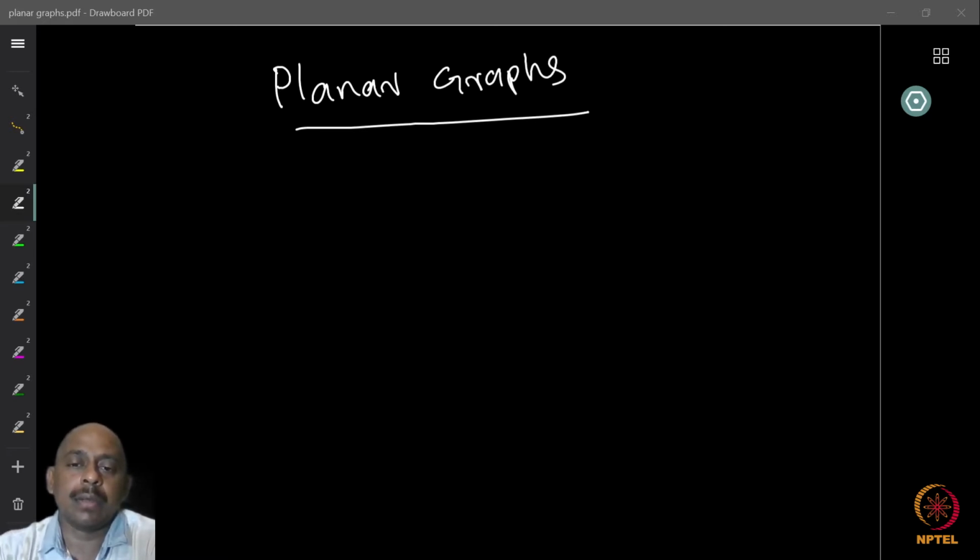And therefore, one would like to see if it is possible to draw a given graph on the plane without the edges being crossed. So what we want to do is to see under what conditions we can have this property, and what can you say about such graphs? Do they have some specific structure, and questions related to that. This is what comes under the study of planar graphs. Okay, so let me define what a planar graph is more formally.